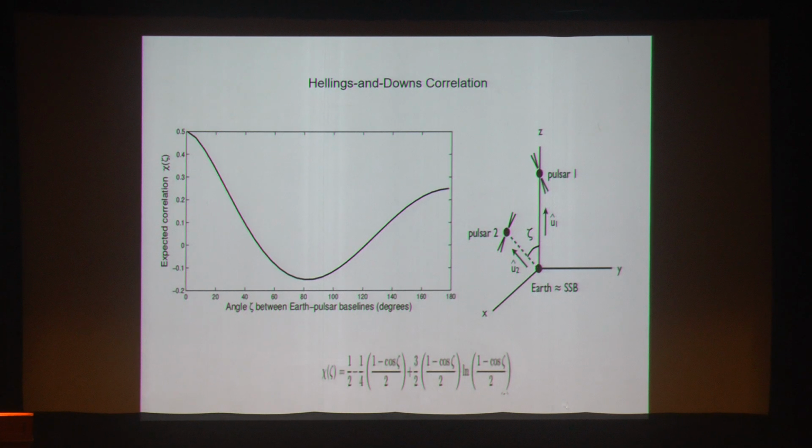So there should be some correlations there. This correlation is shown at the bottom, and the angle between these two pulsars, pulsar 1 and pulsar 2, this zeta, is shown here, and the correlation is written in terms of this angle. So this is the plot of the correlation as a function of this angle. All the pairs of pulsars in the network would show this kind of correlation. Then there will be detections.